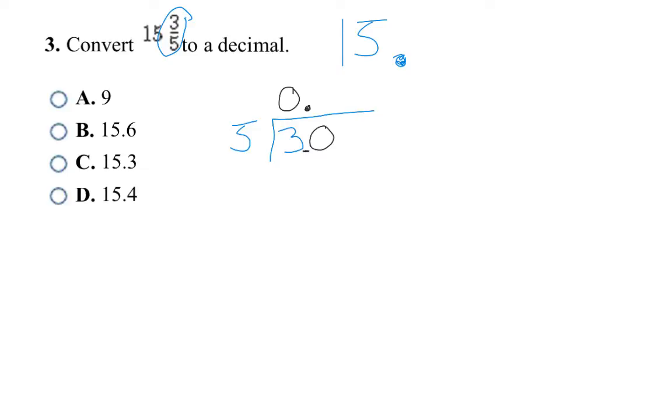And then I'm going to look, okay, 5 divides into 30 how many times? It divides in 6 times. So I'm going to take 5 times 6, which is 30, subtract, and that's 0. So I'm done. So 3/5 converts to 0.6. So that means I'm going to have 0.6 after my decimal and my answer. So that means 15.6 is going to be my final answer.